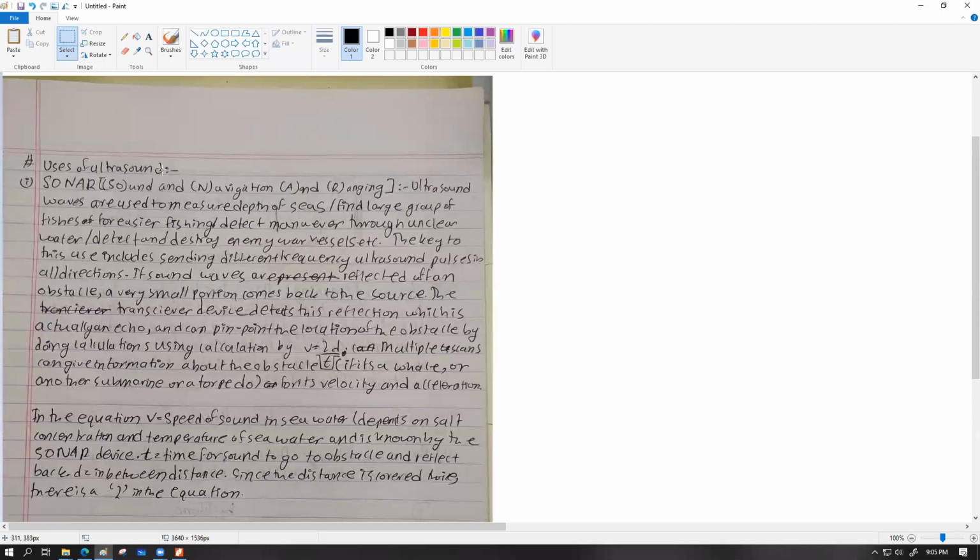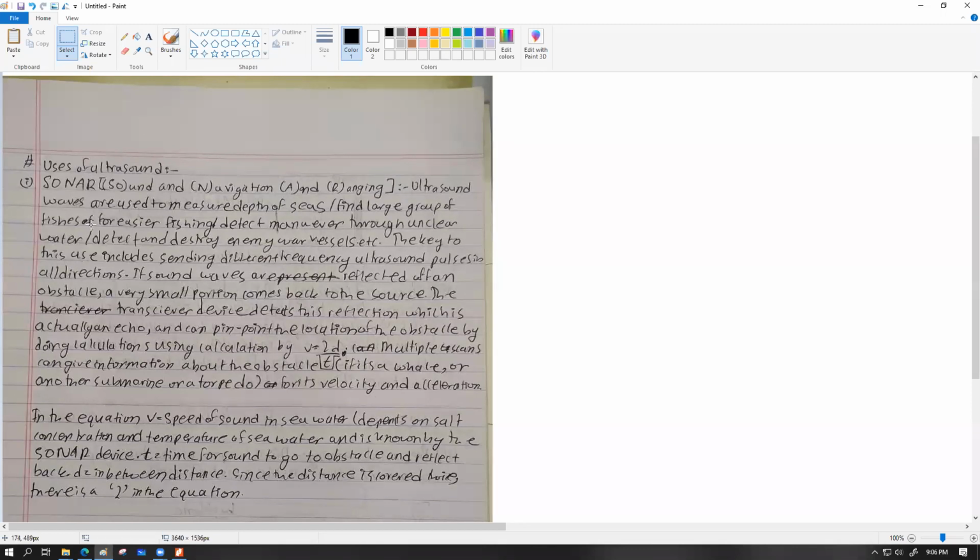Uses of ultrasound. Sonar. Sonar stands for sound navigation and ranging. So what kind of people made this kind of short form? I don't know. They took S and O out of sound, and they didn't take this end, but they did take this end. So they made it sonar. Anyway, weird, but that works.